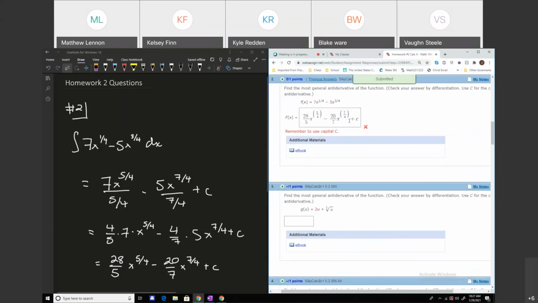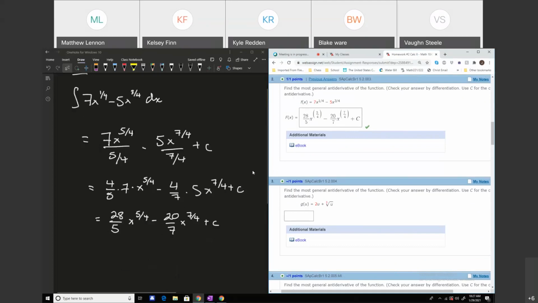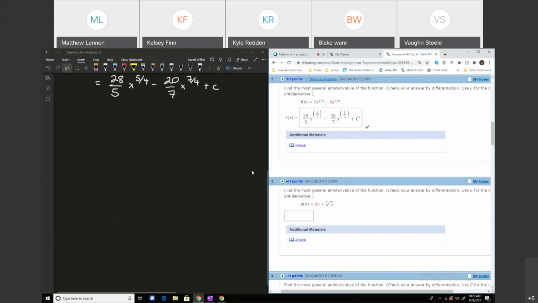Use capital C. Okay, well, that's very particular. Okay, so they require a capital C for some reason. I've never seen that before, but anyway. Any questions there? Okay, let's have a look at number 3.